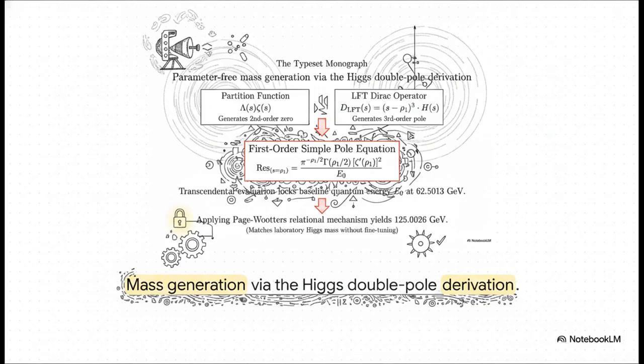By combining the second-order zero of the partition function with the third-order pole of the LFT Dirac operator, we get a first-order simple pole equation. Evaluating this transcendental math locks the baseline quantum energy at exactly 62.5013 gigaelectron volts. Apply the relational time mechanism we just discussed, and it doubles to 125.0026 GeV. That matches the laboratory mass of the Higgs boson flawlessly. No fine-tuning required. Pure math dictates the exact mass of reality.